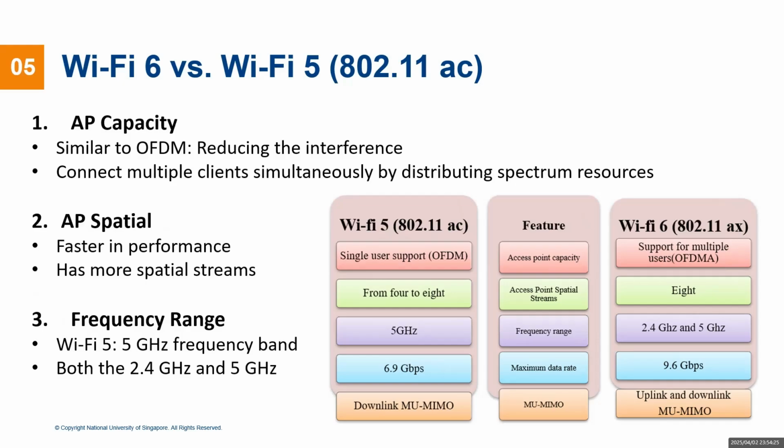The third difference is the frequency bands difference. Compared with Wi-Fi 5, which can only use the 5 GHz frequency band, Wi-Fi 6 can utilize both the 2.4 GHz and 5 GHz, also resulting in higher throughput.